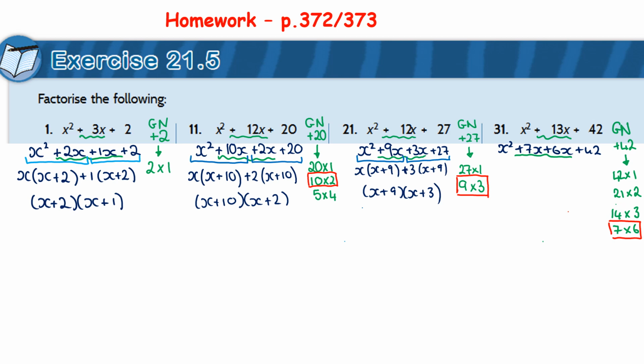At the moment, yes, but signs can cause big problems. So as we move forward, it's so important to do that check. So here's our two groups. So we get x bracket x plus 7 plus 6 bracket x plus 7. My brackets are the same. So x plus 7 is the same, bracket x plus 6. And if it's the opposite way around, absolutely perfect.